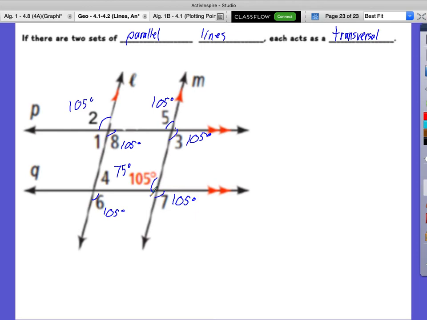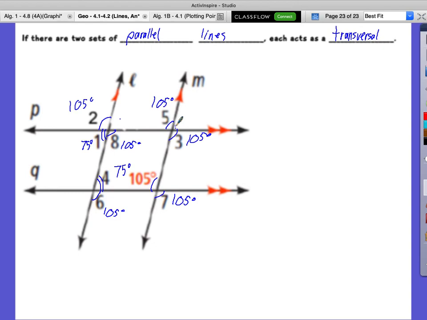Hey guys, listen up. If 1 and 4 are both 75, then could we name the other ones also? Are you saying can we also name all these blanks? Yeah, you sure could name our blanks. Do we have to? No, but we could go through and fill them all out.